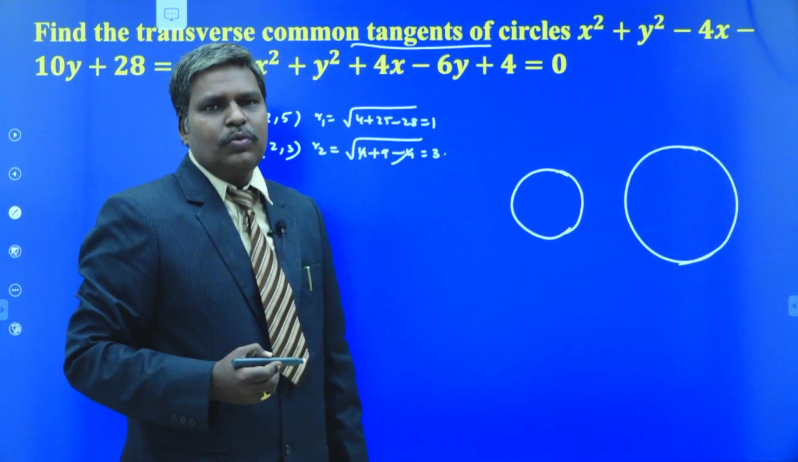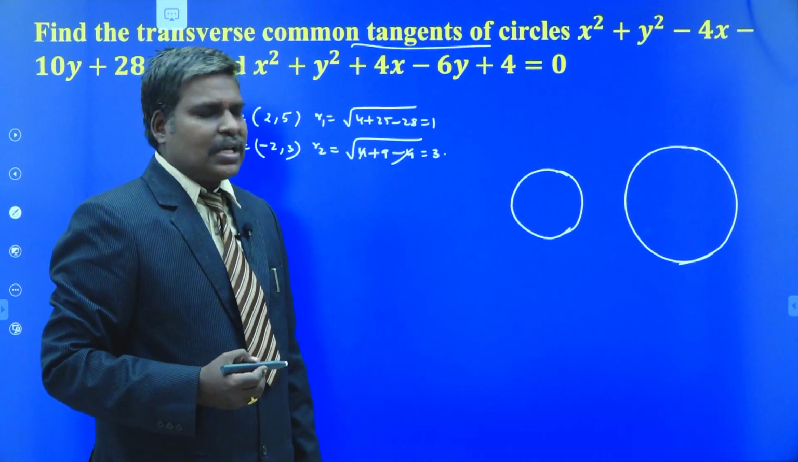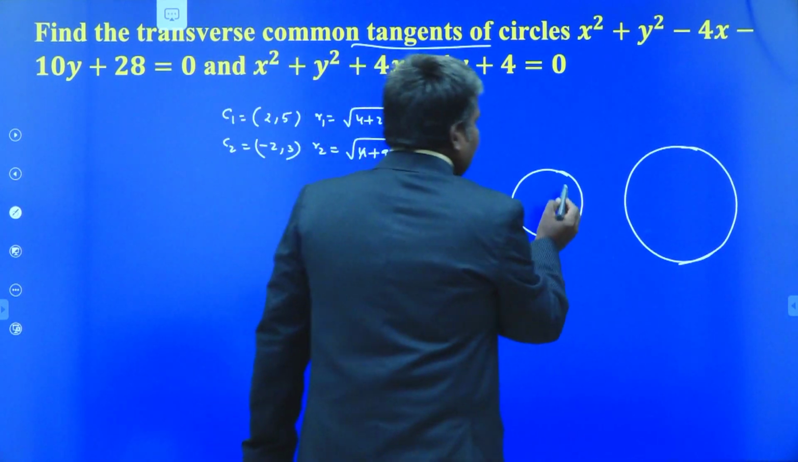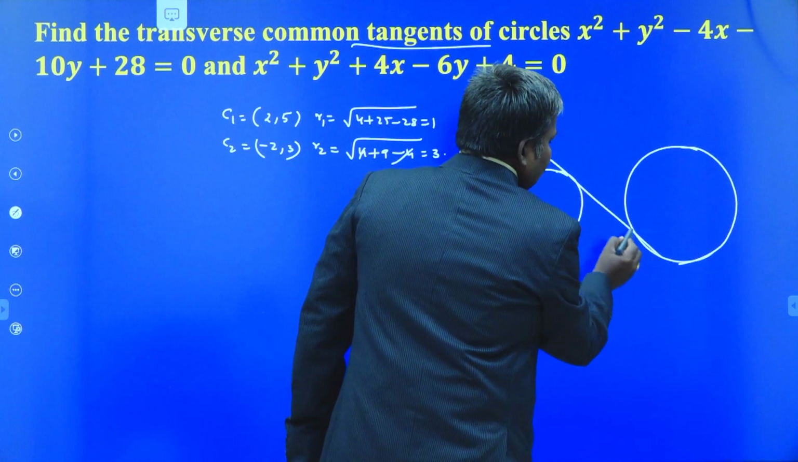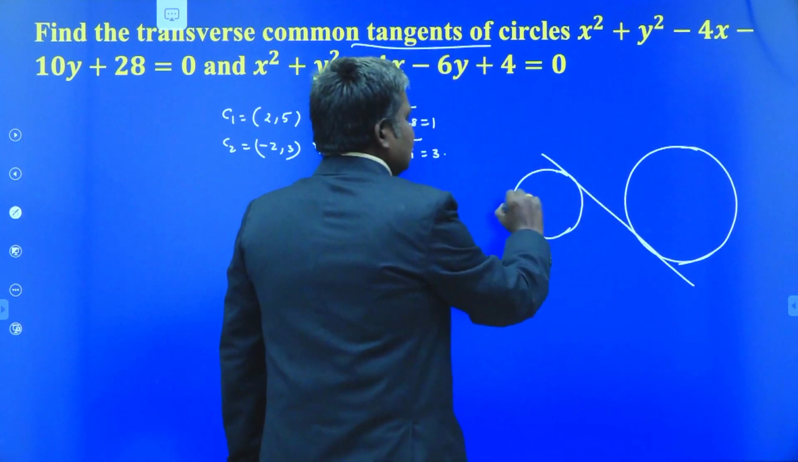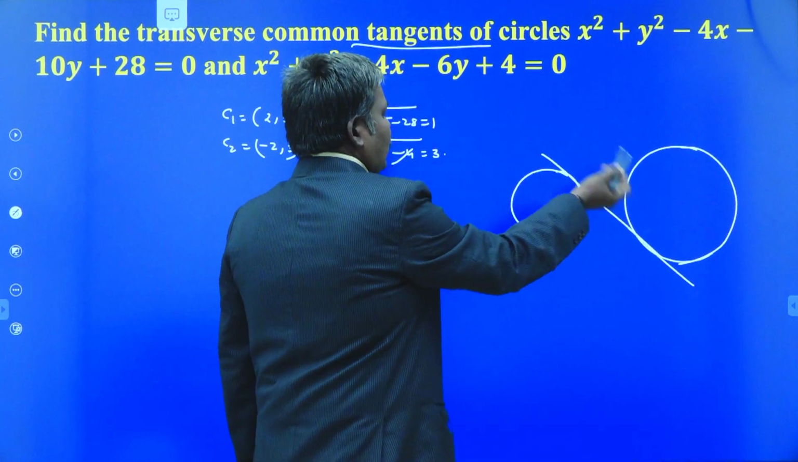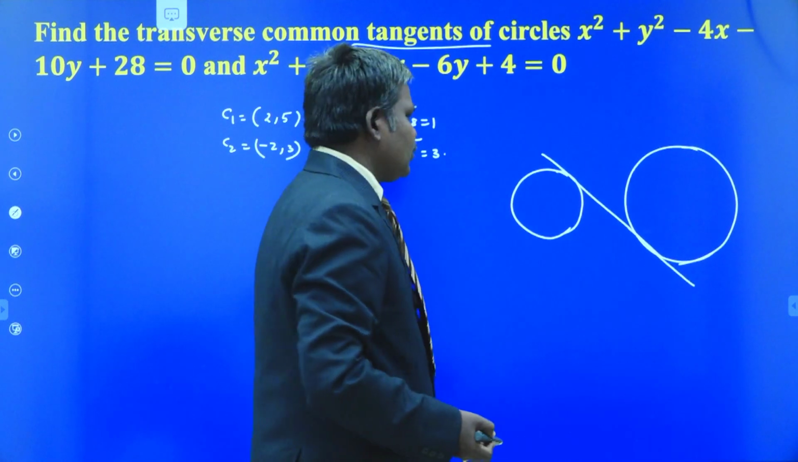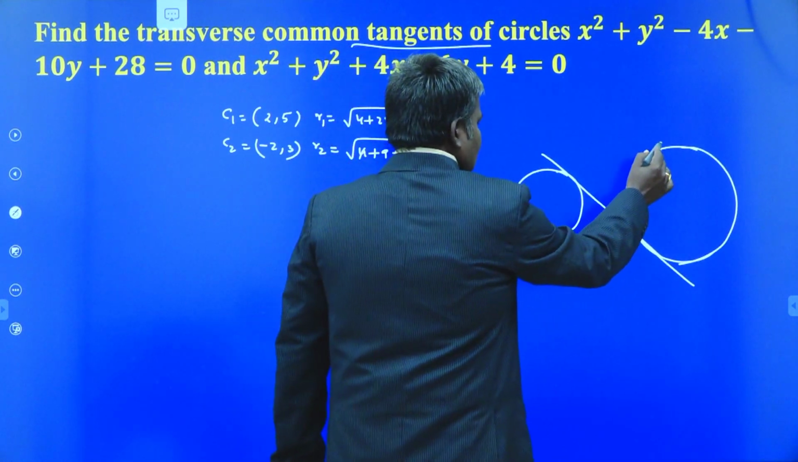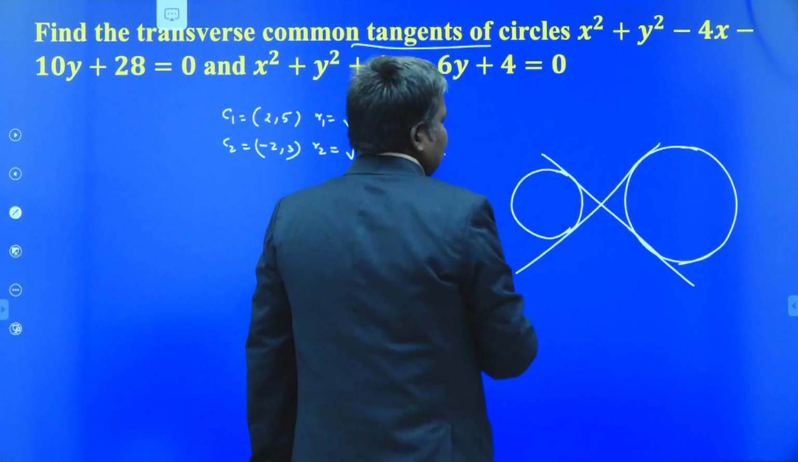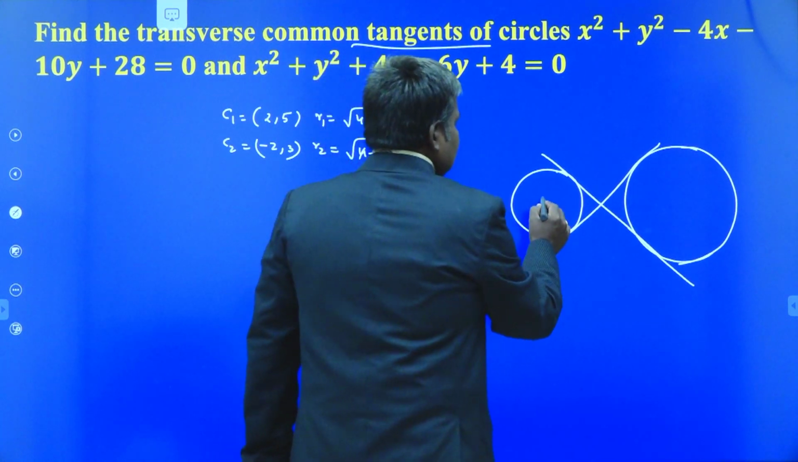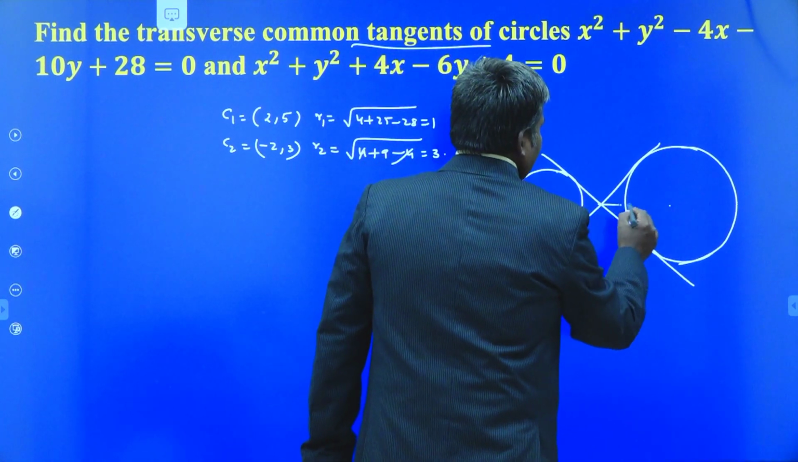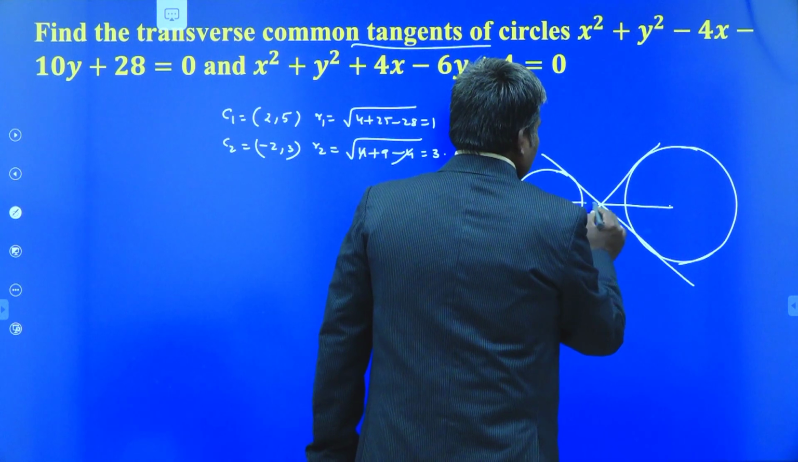What do you want? You want to find the transverse common tangents. A transverse common tangent is a tangent which divides the centers. That means one center is on the left side, and one center should be outside of the tangent. There exists another transverse common tangent like this. The centers are collinear with their point of intersection. We know that rule also.